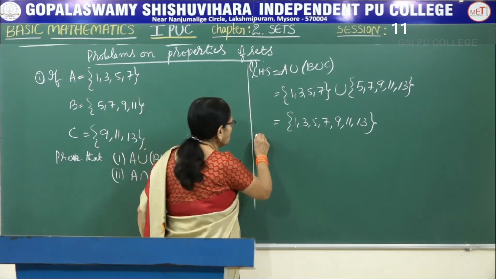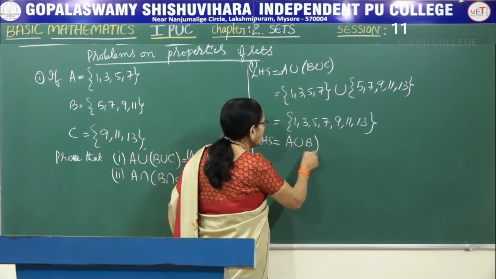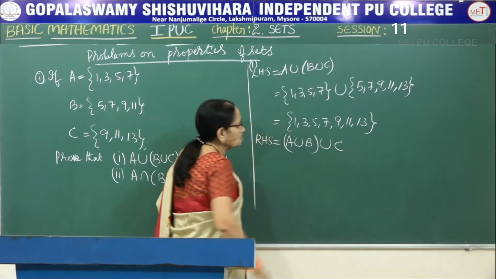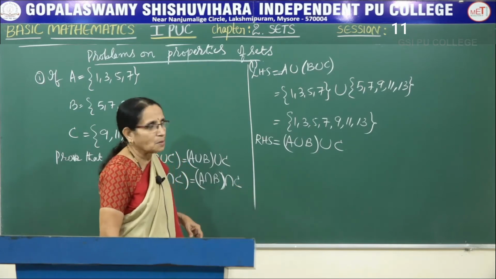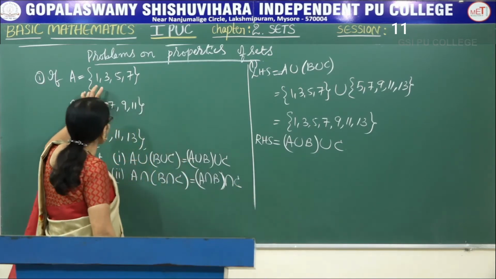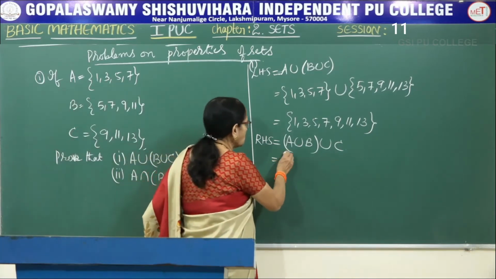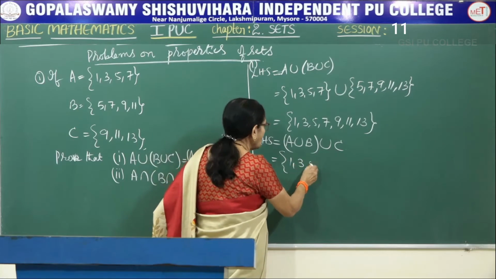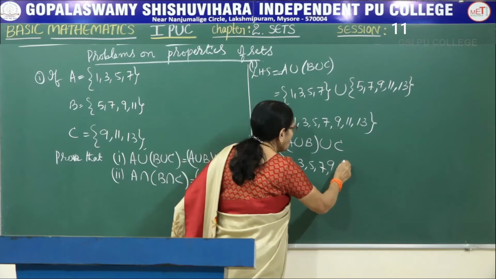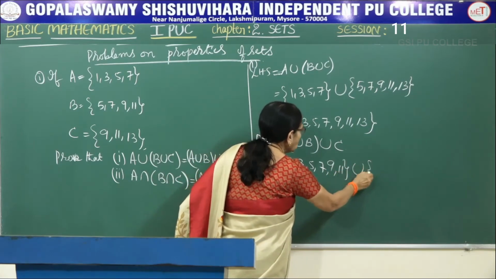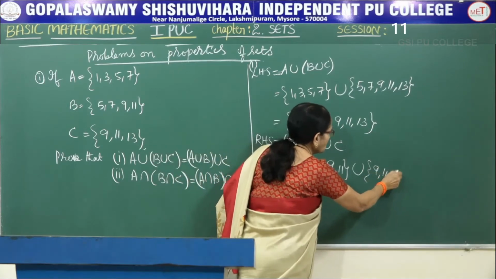Now, let me start with the right hand side. What do you have on the right hand side? It is (A ∪ B) ∪ C. That means I am taking the union of A and B first, then I am combining with C. Now, what is A union B? 1, 3, 5, 7 and 5, 7, 9, 11. So, write all of them together. It is 1, 3, 5, 7, 5, 7 repeated, write only once, 9 and 11. Union, write the elements of C. It is 9, 11, 13.